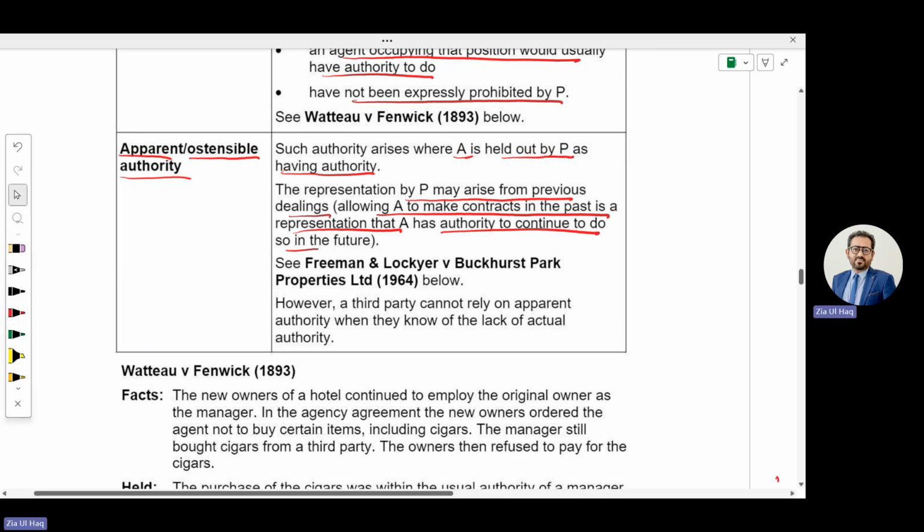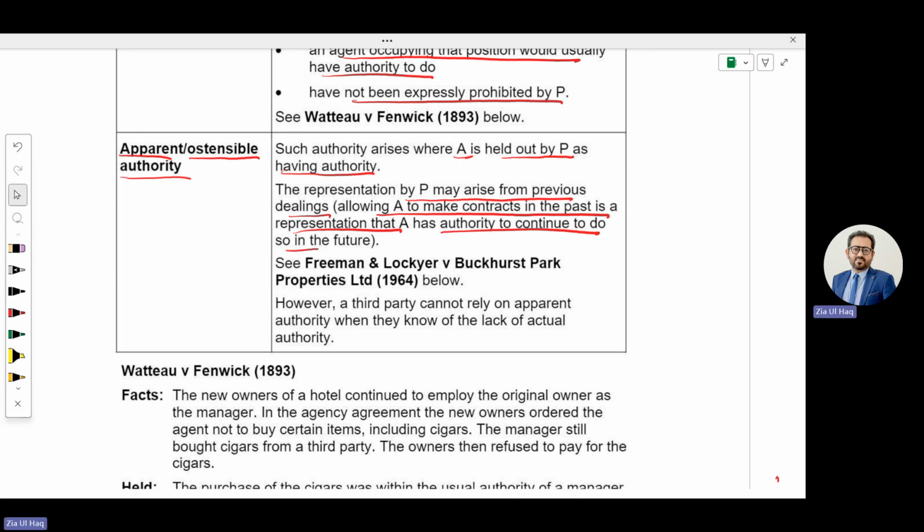If you want to change, you need to state the new thing. If you haven't stated the new thing, then if the agent is performing as per the previous routine, he will be your agent, meaning you will be liable for those transactions.